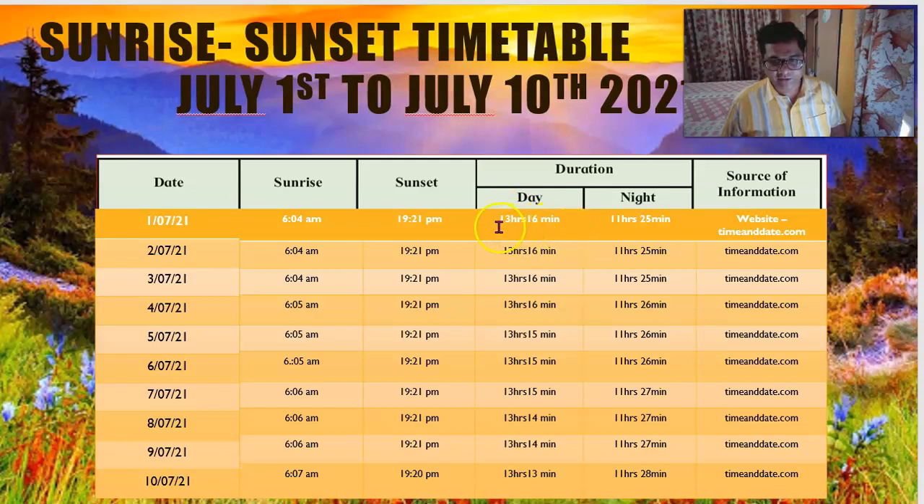For example, it takes 13 hours 16 minutes between this and this time. So you note it down here and then you write how much time will it take from night time to the daytime. So calculate for all the 10 days and give me the chart, which you have to post in Google Classroom.